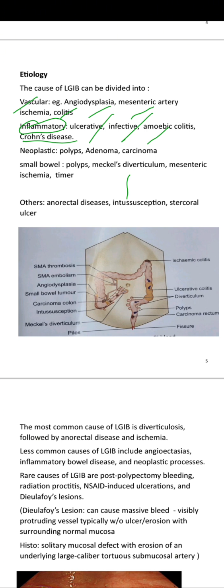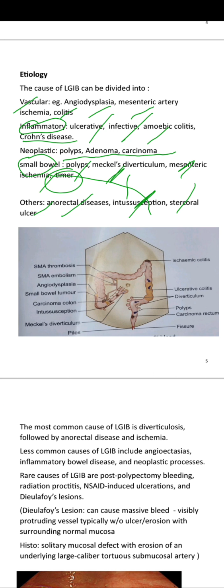And neoplastic causes, in the form of polyps, adenoma, or even carcinoma, and there can be a small bowel source like polyps, Meckel's diverticulum, which originates from the ileum, and mesenteric ischemia, and this is a tumor, not timer, as I spelled it incorrectly. Okay. Other causes we also have to keep in mind are the anorectal diseases and their different subtypes like fissure, hemorrhoid, and intussusception, which we can add to the small bowel. Intussusception can also present like lower GI bleeding, and stercoral ulcer.